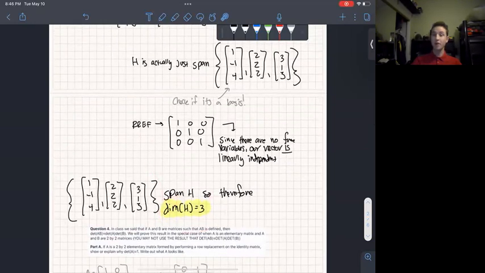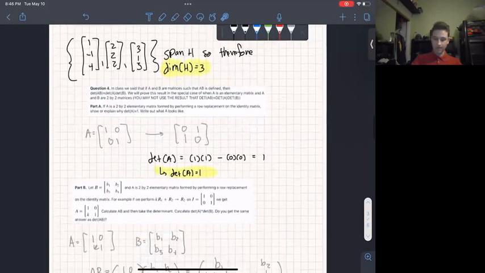That means the dimension of H is 3, because there is column 1, column 2, and column 3. So that equals dim H, which is 3. Perfect, just like I've written right here. And number 4. If A is a 2x2 elementary matrix obtained by performing a row replacement on the identity matrix, show or explain why det A equals 1.